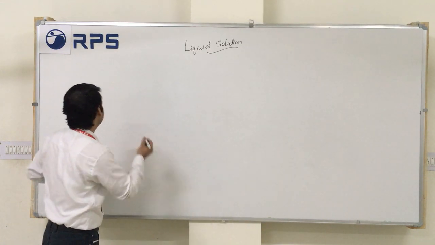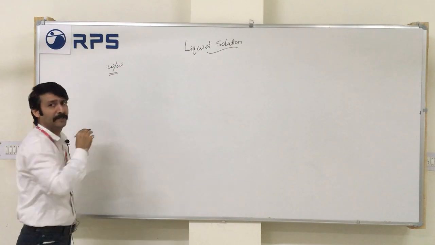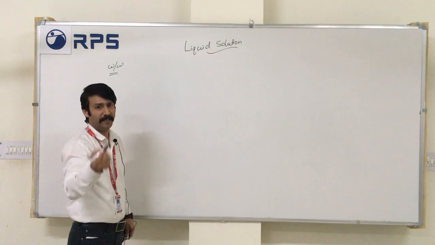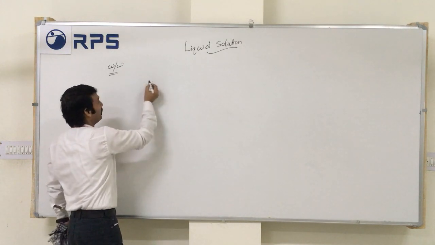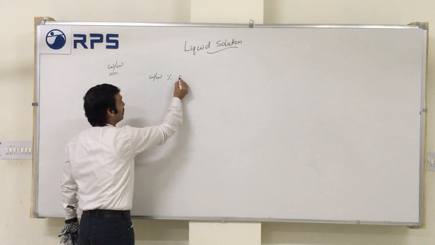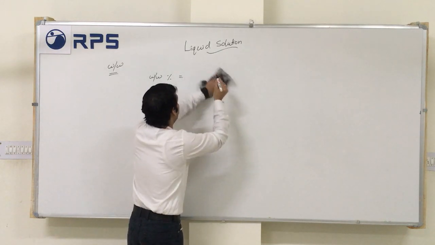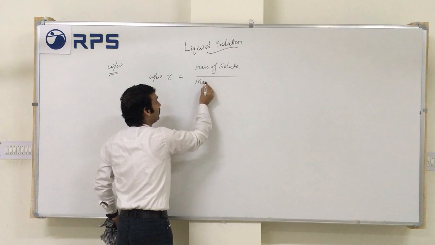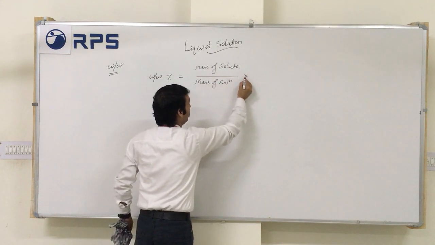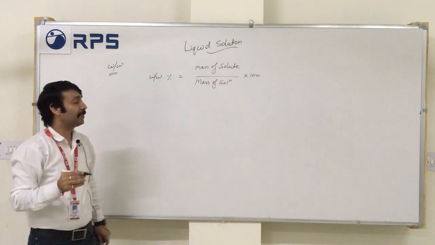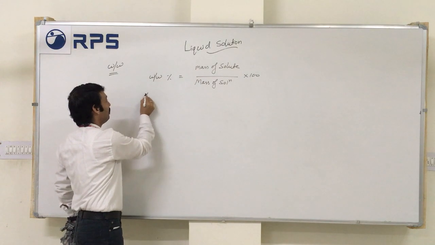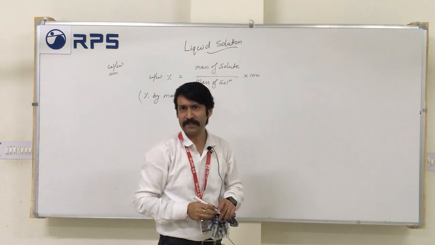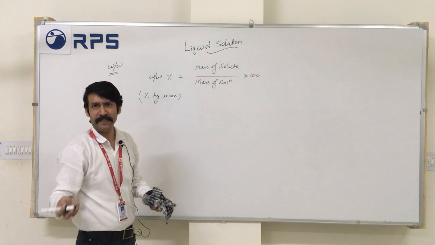Now, there are other terms like W by W. What is the meaning of W by W? W by W means weight percentage by mass. Mass by mass or weight percentage by mass means W by W percentage equals weight or mass of solute divided by weight or mass of solution into 100. It is known as W by W percentage or percentage by mass.